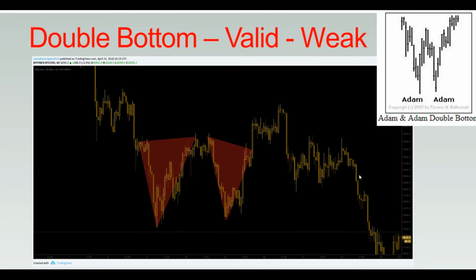So another thing is called an Adam, which is kind of like your Adam and Eve, except it's two sharp drops. And as you can see, they don't really have the same neckline. But people will usually play a double bottom with a little pulse in the middle here.